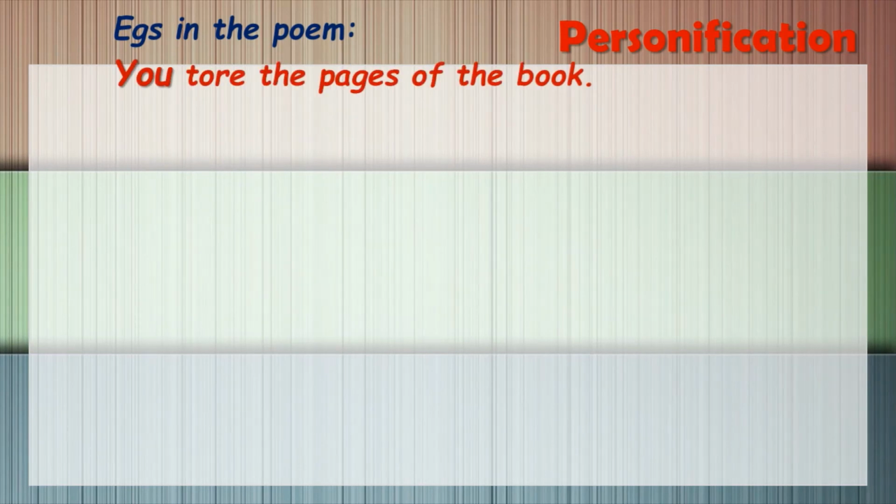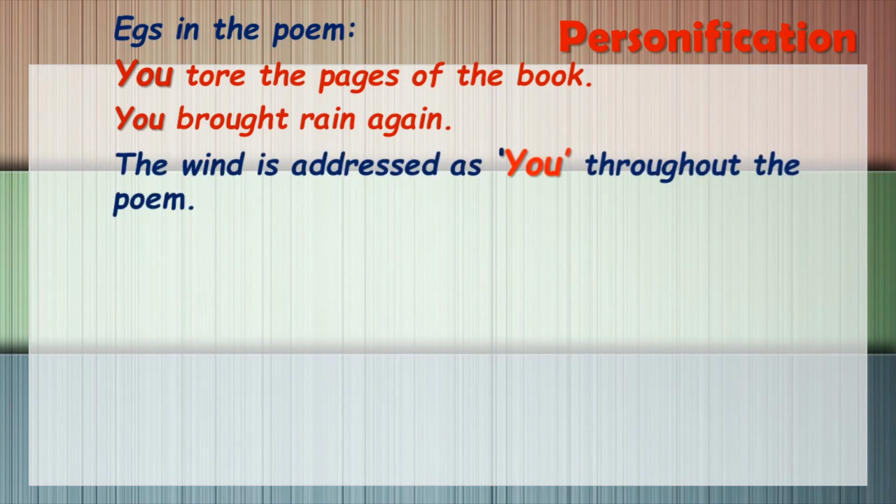Let's try to find examples in the poem. You tore the pages of the book. You brought rain again. In this poem, the poet refers to the wind as you, as if it is a human. Throughout the poem, you find the poet addressing the wind as you.